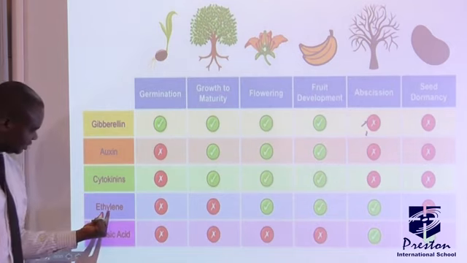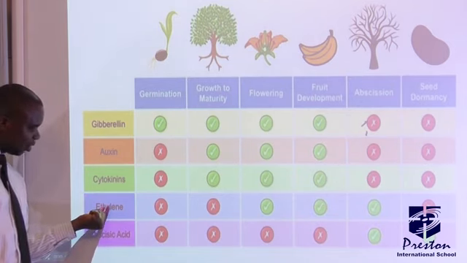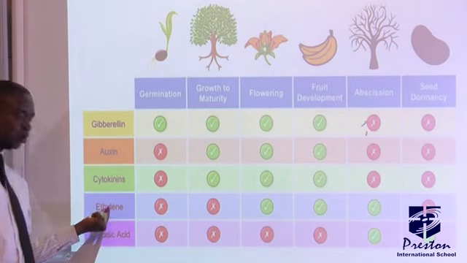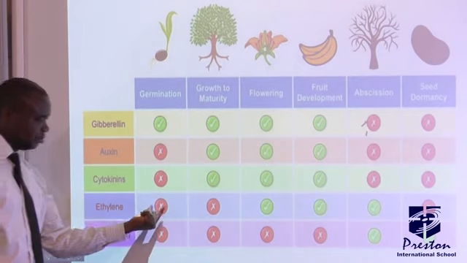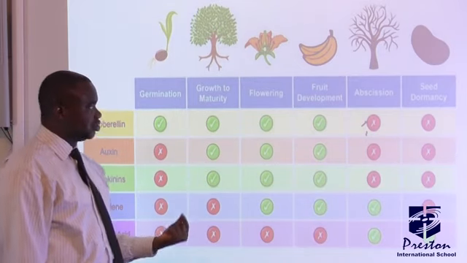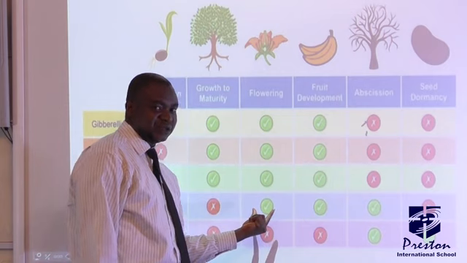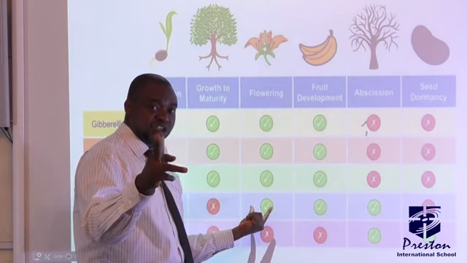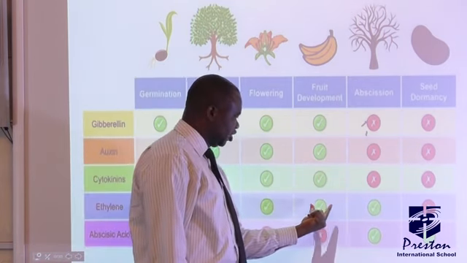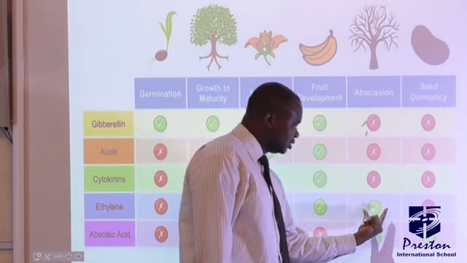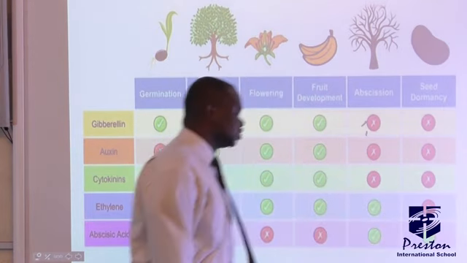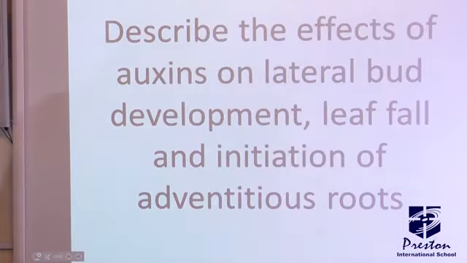Then this one, ethylene, its major work is ripening of fruit. See, in germination it is not required, in growth it is not required. In flowering, see that? Because flowering is one of the symbols of aging in the body of the plant. So, fruit development is required, the abscission is required. In seed dormancy it is not required.